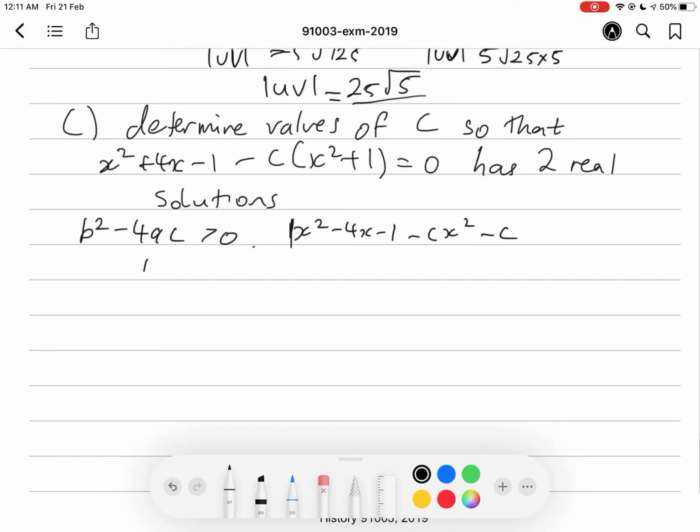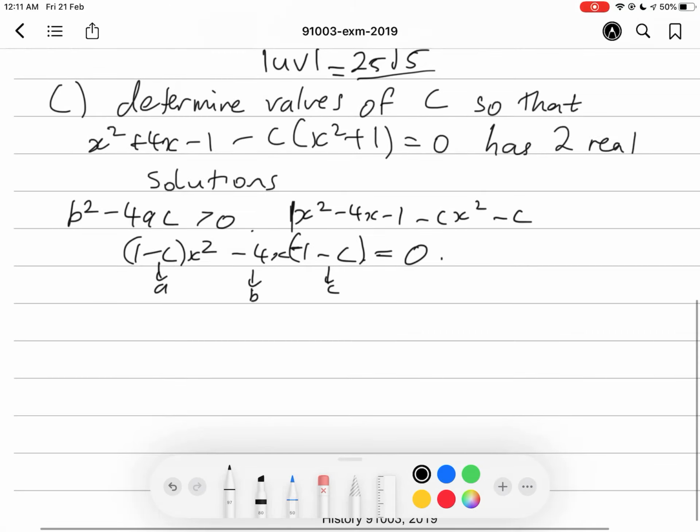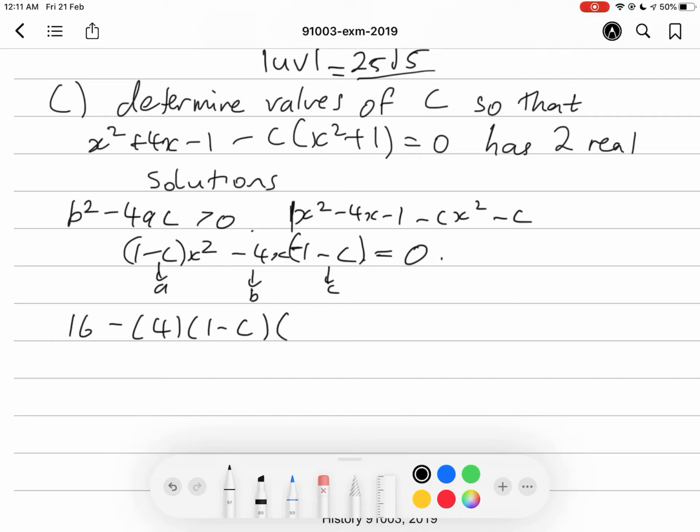So we can factor these together, so 1 minus c multiplied by x squared, minus 4x, minus 1 minus c, that equals 0. So now this is your a value, this is your b value, and this whole thing is your c value. So b squared, so negative 4 squared is 16 minus 4 times 1 minus c times negative 1 minus c.